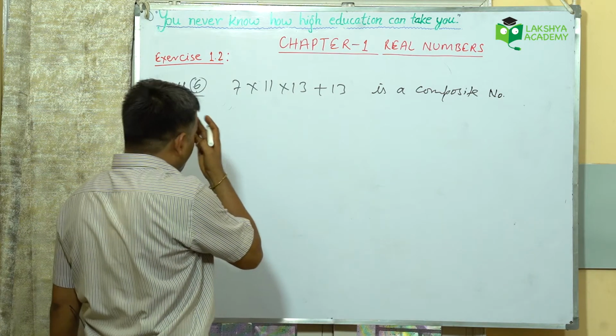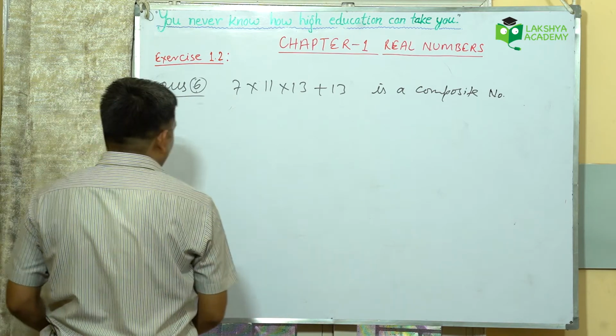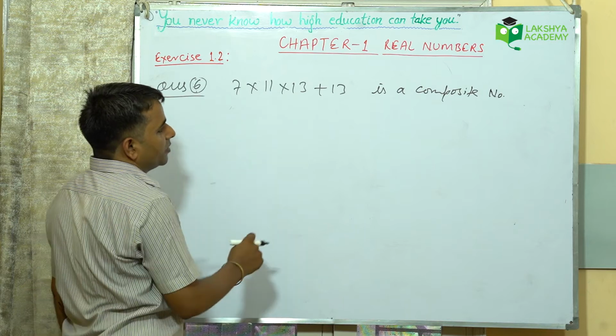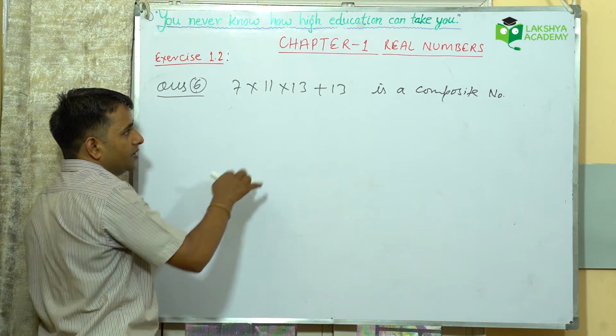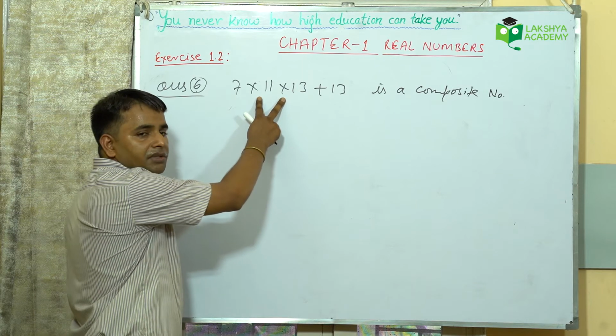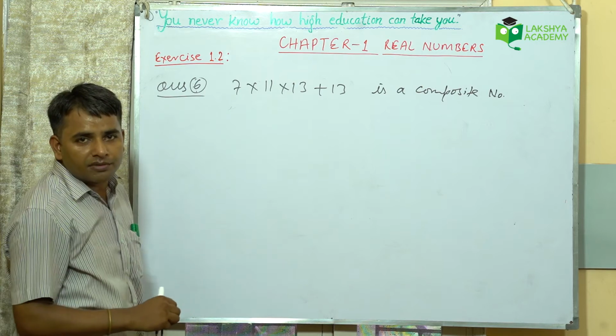We need to prove whether it is a composite number or not. To prove any number is a composite number, we know that a composite number has factors other than 1 and itself. So we need to find out whether this has other factors also, then only can we say that it is a composite number, otherwise not.